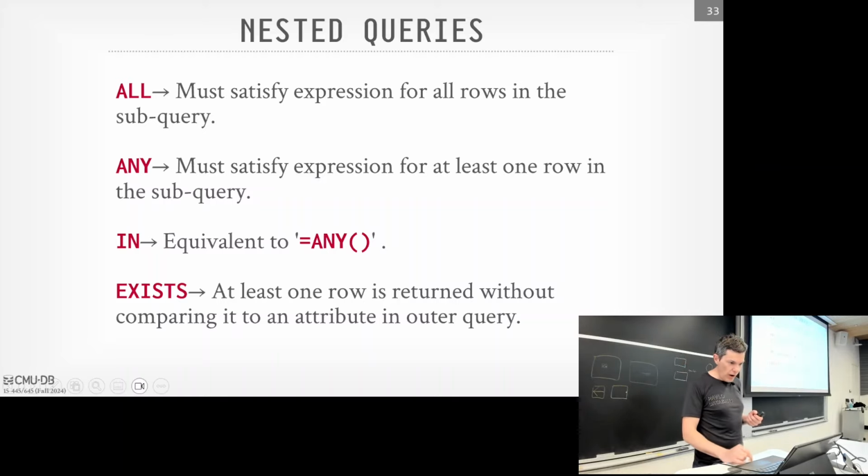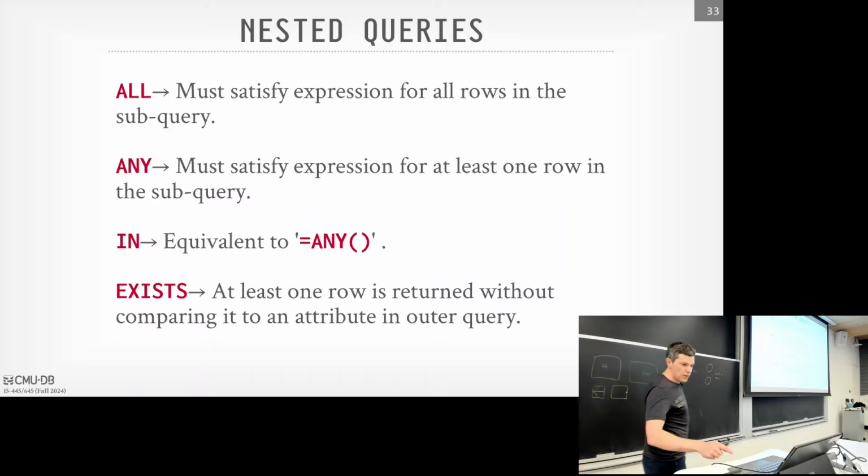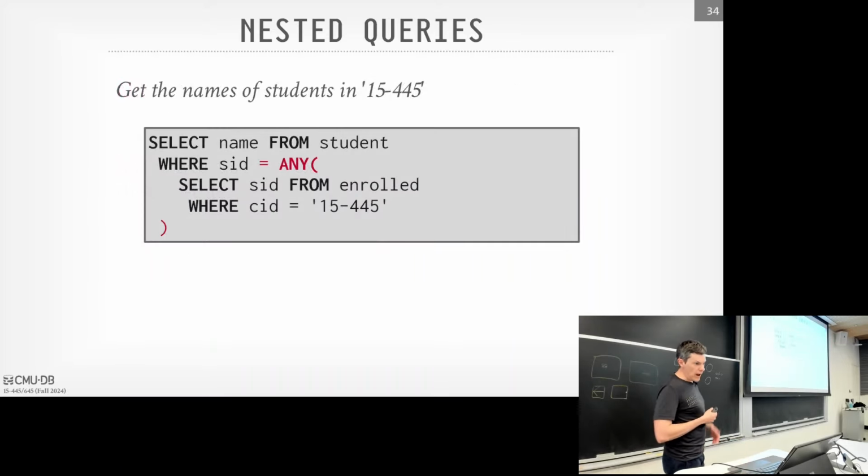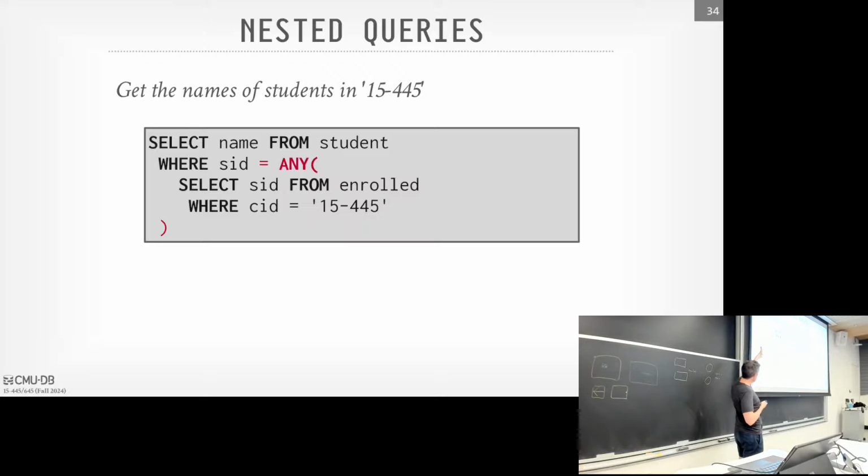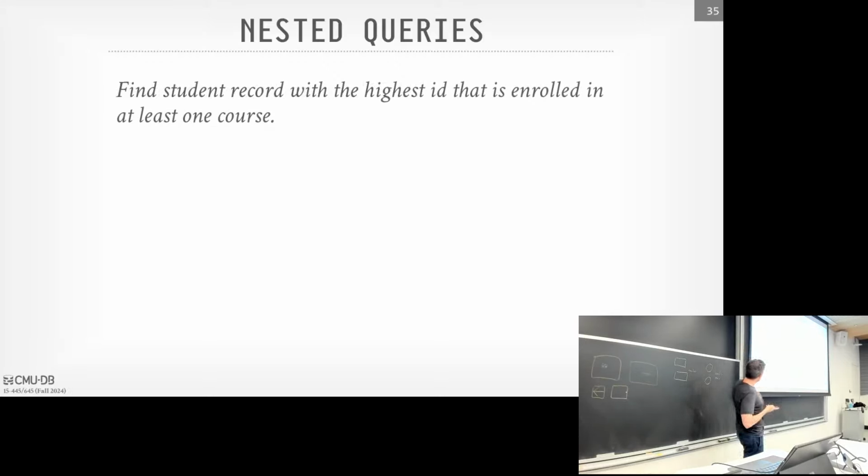All right, so again, these are different ways to access tuples in nested queries. So you can say match all, where I don't care, all the tuples have to satisfy my subquery. Any means at least one. In is equivalent to equals any. Like I can do equals this, less than that, any. And exists is just saying, give me back any tuple, I don't care what it actually is. So if now we get the names of the students in 15-445, I could do in, I could do equals any, right? And it's all equivalent.